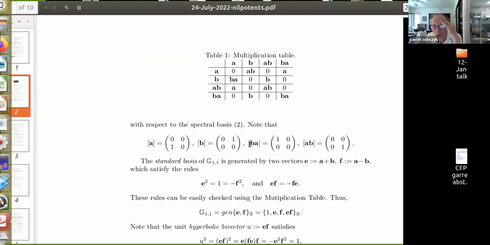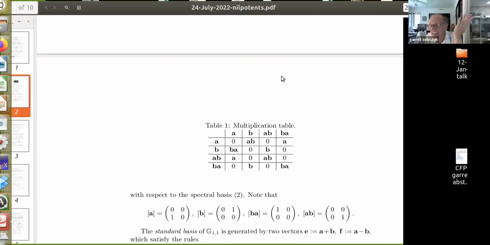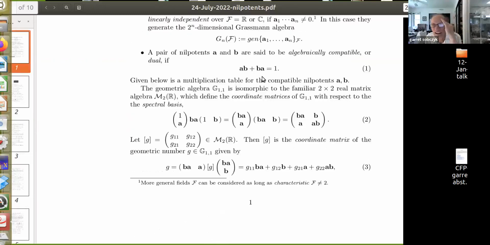And now look, if I take BA, look at the table here. BA times BA is equal to BA. So that's an idempotent. Well, how do you prove that? Multiply AB times this equation 1 again. AB times AB is AB squared plus AB BA. But again, AB squared times A is 0. You get AB squared is equal to AB. So it all follows from this condition of algebraically compatible.